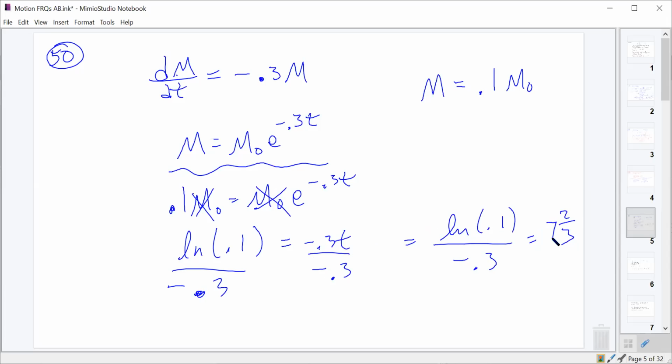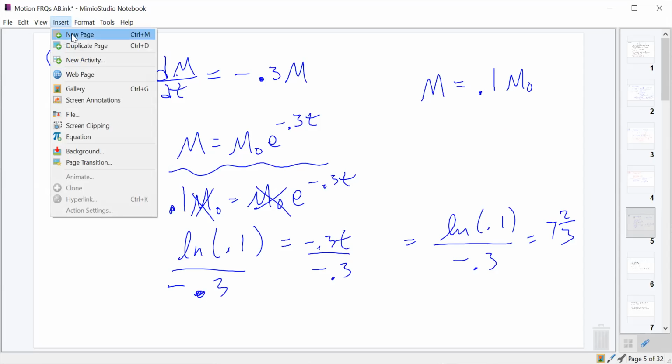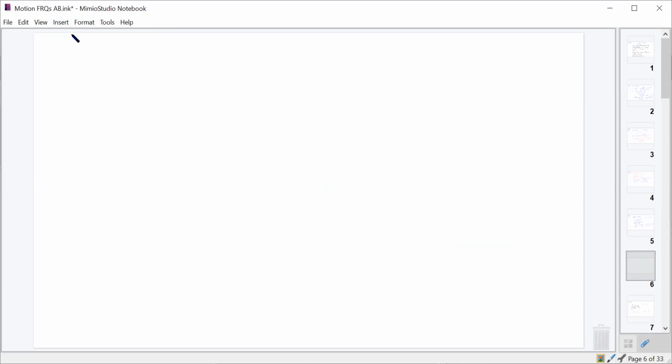So anytime you see that the amount of something is proportional to how much of it you have, you should be able to set up this equation that we developed from these differential equations. Everybody good with that one? Any questions on that one?